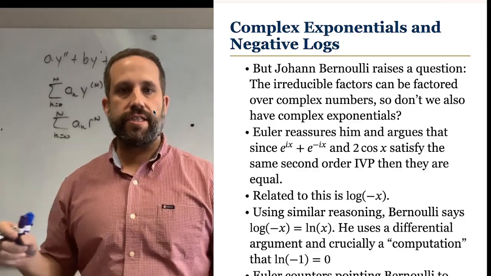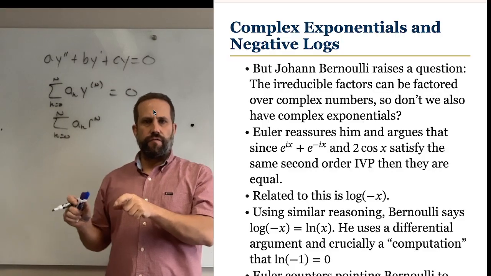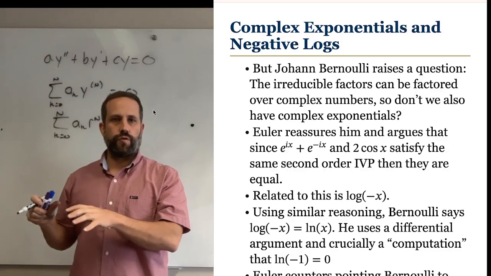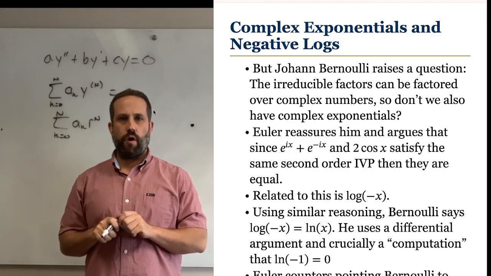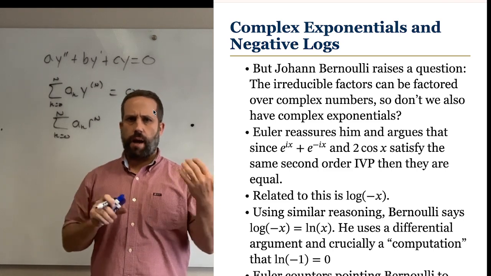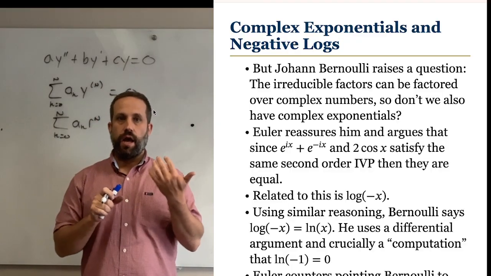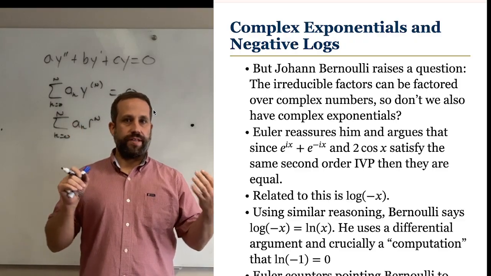Bernoulli says, well, hold on a second, because these irreducible quadratic factors are only irreducible over the real numbers, but we should be able to reduce them over the complex numbers, in which case we're going to get complex exponentials. What's going on there? Because now it seems like we're saying complex exponentials and trig functions are the same.